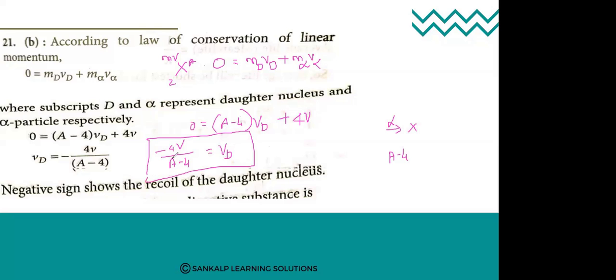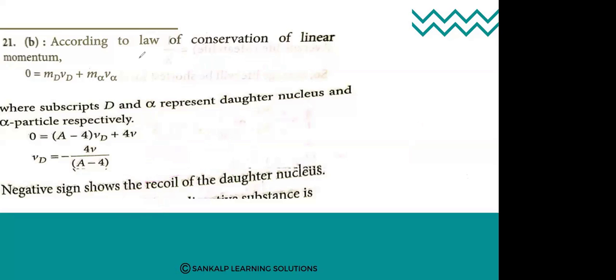Why are we getting the negative sign here? This negative sign indicates the recoil. Suppose the alpha particle is emitted and the recoil of the daughter nucleus takes place. So this is the recoil velocity, in the opposite direction, therefore the minus sign comes. So the negative sign shows the recoil of the daughter nucleus. Therefore option B is the right answer. If any doubt is there in any of the steps, you can ask. Otherwise, copy down. We will go for the next question.